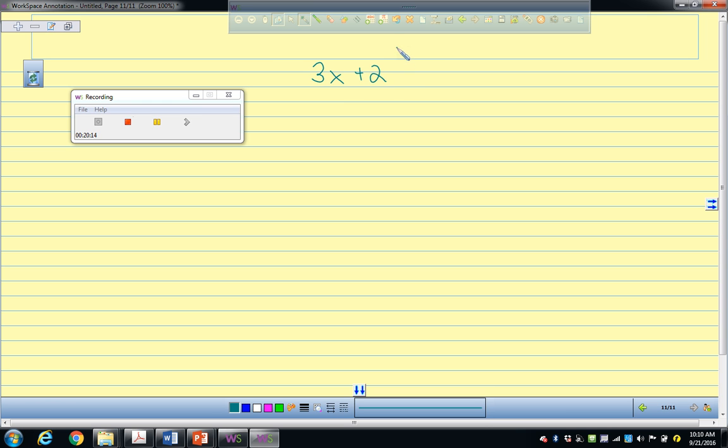3x plus 2, absolute value, okay, equals x minus 6, absolute value, okay? So give that one a shot and see if you can come up with the correct answer.